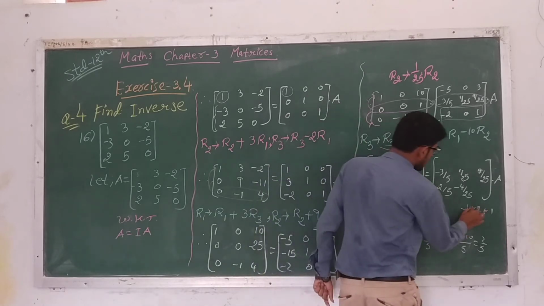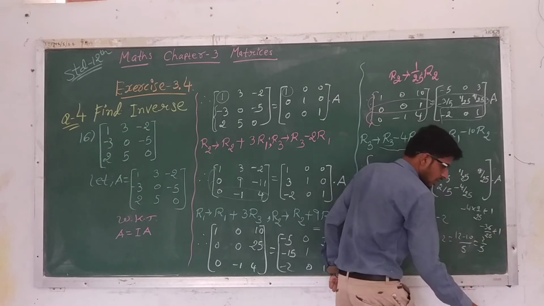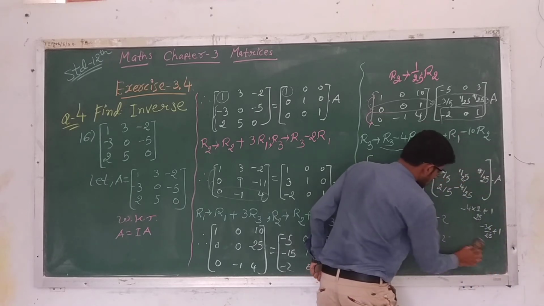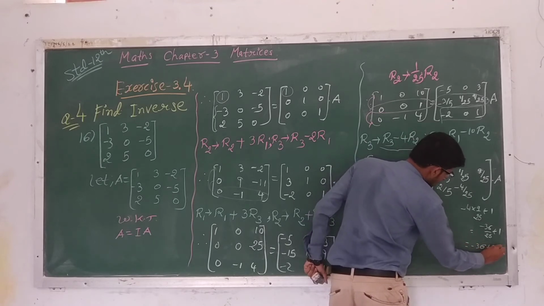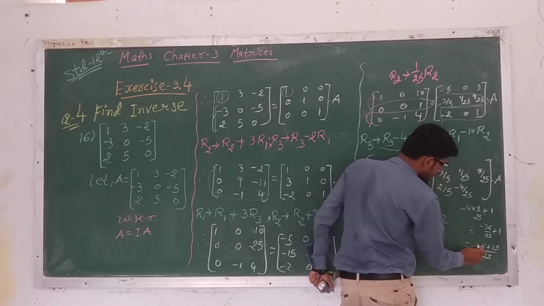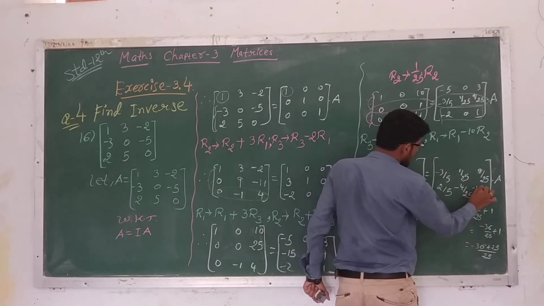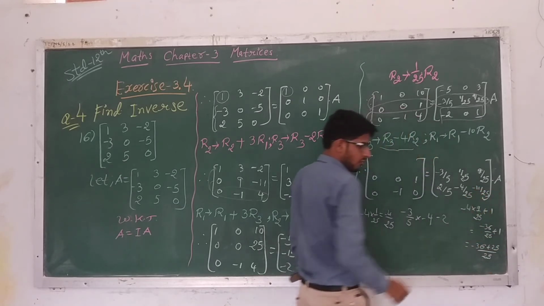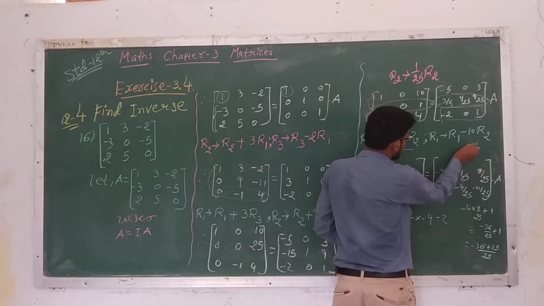So 9 4s are 36, minus 36 upon 25 plus 1. So here we have to take LCM. So minus 36 plus 25 divided by 25. So minus 36 plus 25, so minus 11 by 25. So here I have minus 11 by 25. Same, next operation we have to apply.